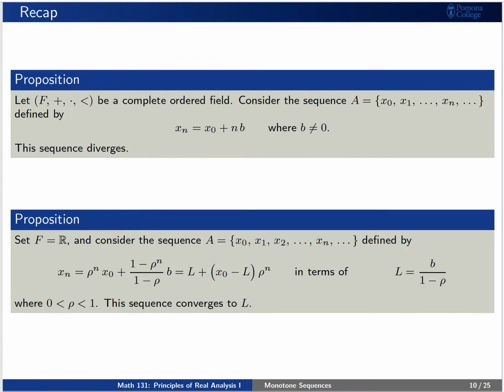Similarly, we found a sequence that comes from a geometric sequence. Here, let's define xn as L plus x0 minus L times rho to the n, where rho is a number between 0 and 1. We proved that this sequence converges to our limit L. If you recall, we were able to prove this in the case when F is the real numbers, although today we're going to write down a slightly different proof, assuming that F is simply any complete ordered field.